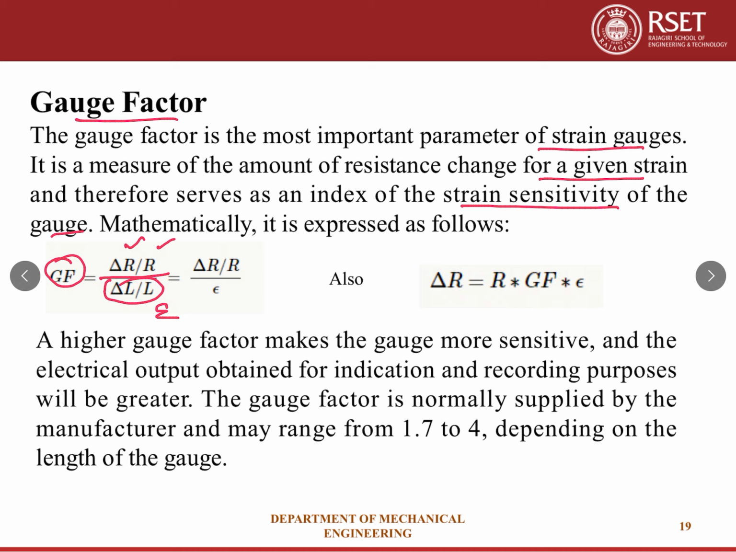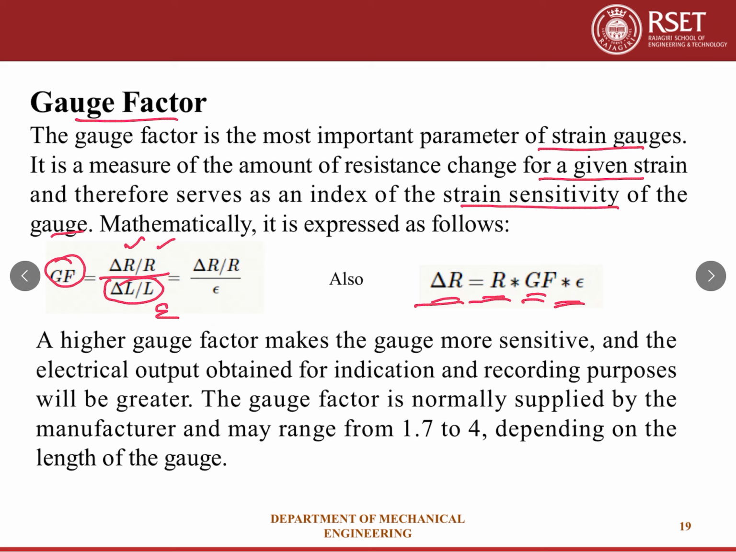Also delta R, that is the change of resistance due to strain in the body, is equal to R, the original resistance, into gauge factor into strain. So in this way we can find out the strain.